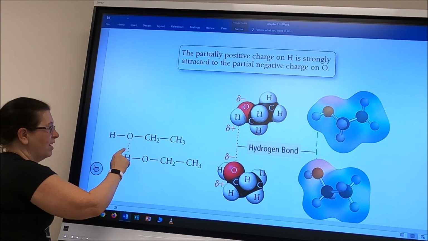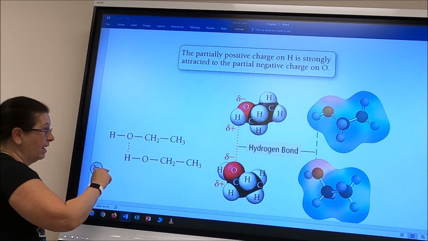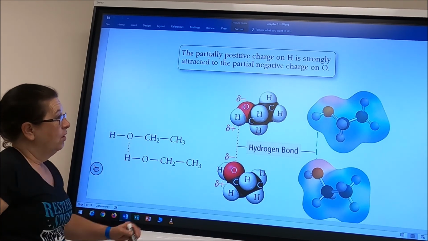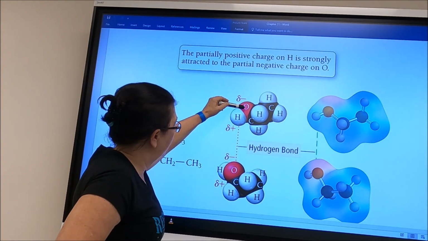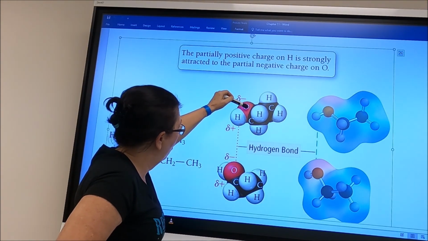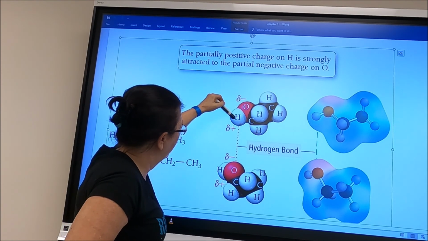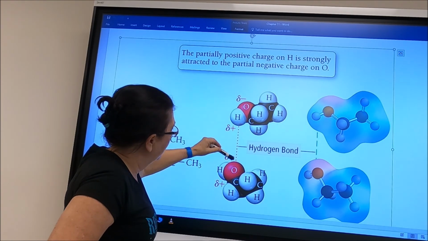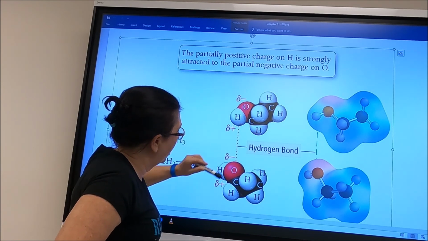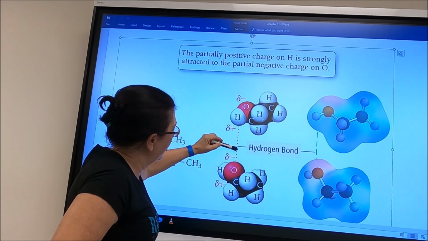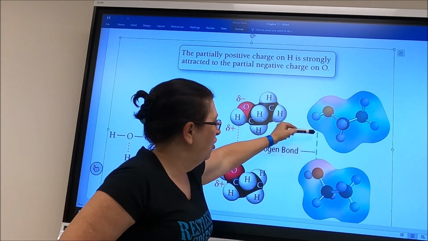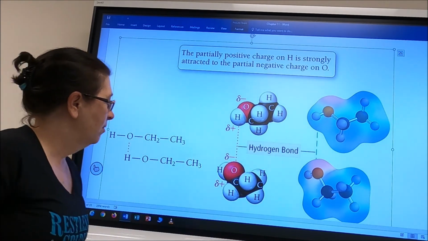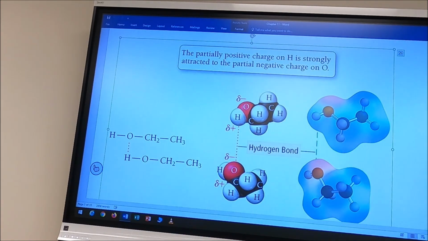So this hydrogen can interact with that oxygen through a hydrogen bonding situation. Here we can see the hydrogen bond situation. We have a polar bond here. That's the negative end of the bond, that's the positive end of the bond. There's the hydrogen bond between this hydrogen and the lone pair of electrons on that oxygen. And again, that's just another way to draw it. It's a hydrogen bond.